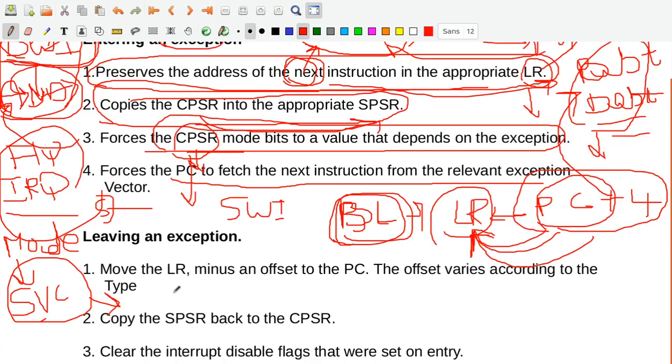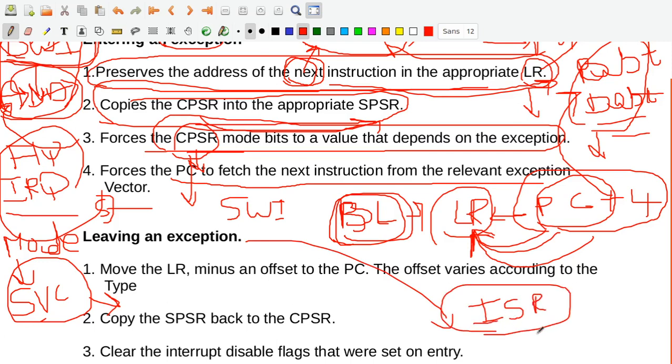Now of course when you are leaving an exception, this is important. You enter the exception, but when you want to leave the exception, some procedure also has to be done. You leave the exception from the interrupt service routine. This is what you have to keep in mind. From the ISR only you leave the exception. From the interrupt service routine, you come back.